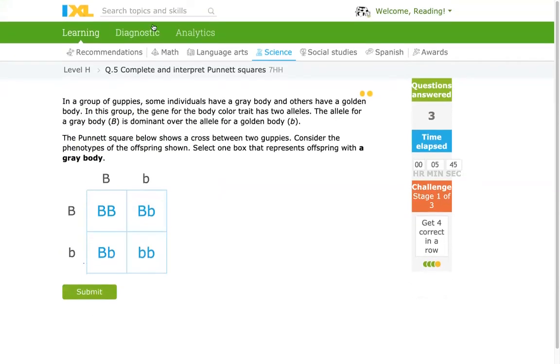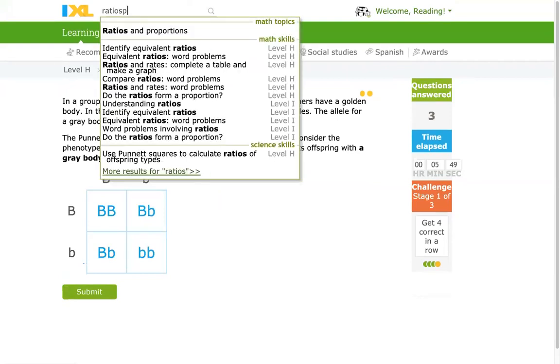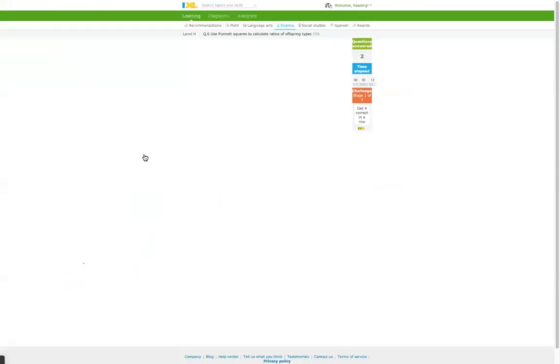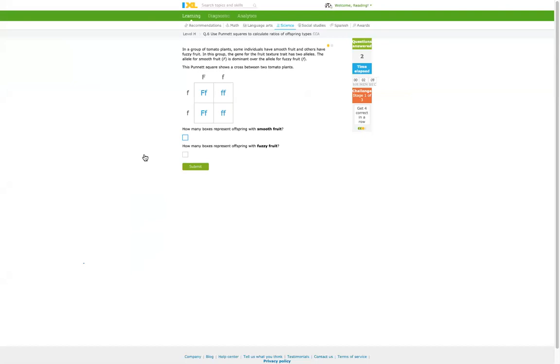All right, let's go and look at ratios with Punnett square. I think we understand how the Punnett square works now. Is there anybody that needs assistance with the Punnett square before we move on to ratios? Hopefully everybody is getting it. I'm going to pause for any questions. Do you have a question, Miss Gwen?